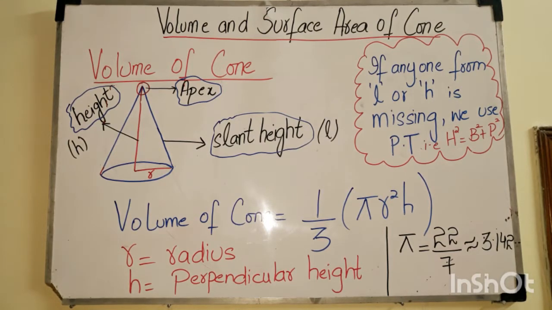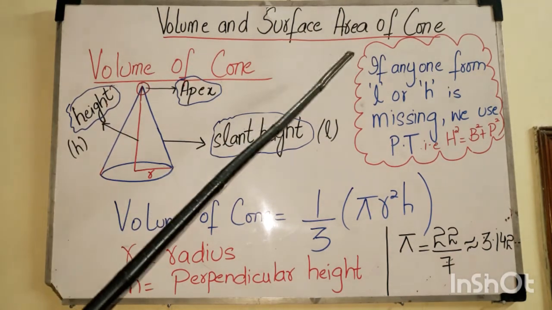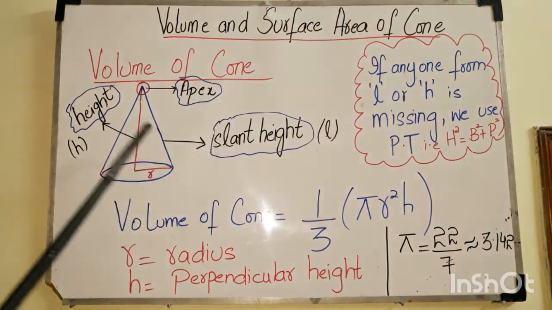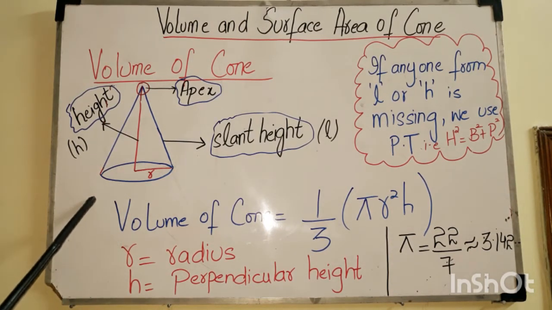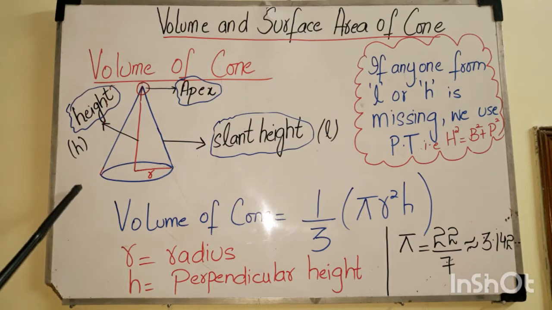Today the topic I have selected for you all is the volume and surface area of cone. First I will explain to you what a cone is. A cone is a solid figure having a circular base, though the base is not necessarily circular every time; it depends upon the shape you have to draw. But the cone which we most commonly discuss in mathematics is the circular cone.